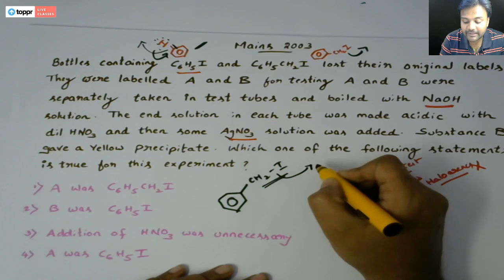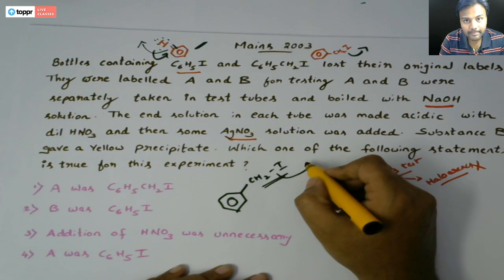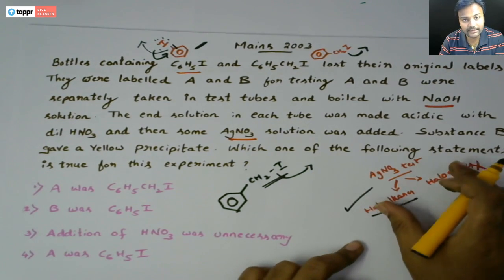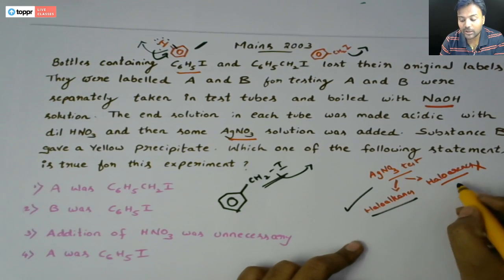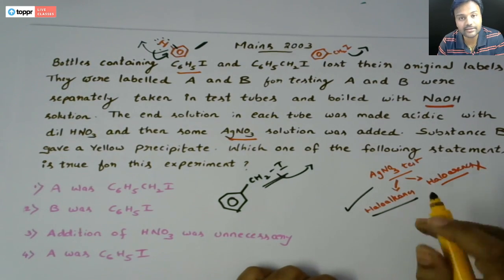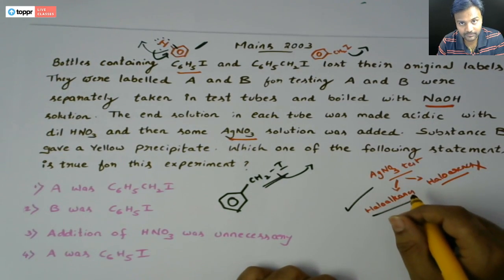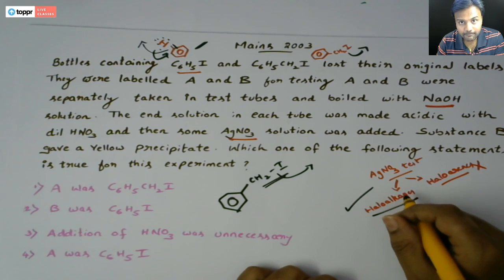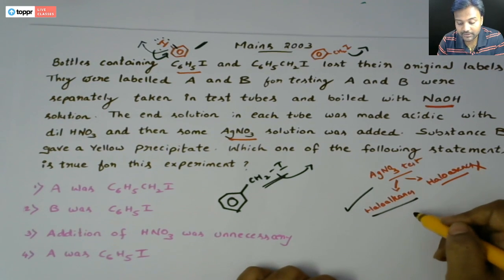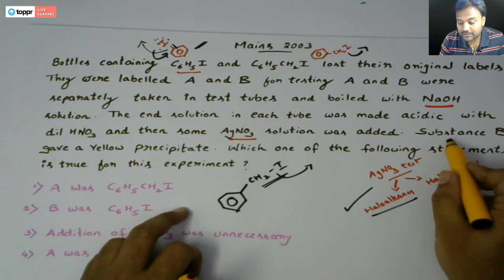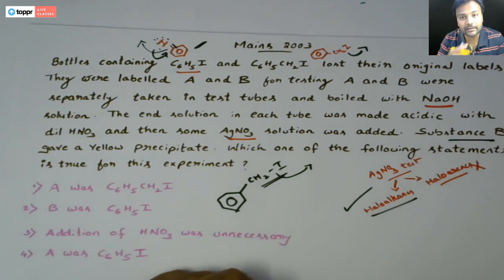This iodine can be easily replaced. So the silver nitrate test is a test used for distinguishing haloalkanes from haloarenes, and haloalkanes give a positive result to this test. Okay, haloalkanes are positive to this test, in the sense that substance B gave a yellow precipitate.